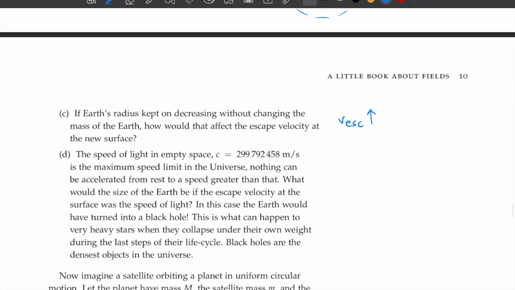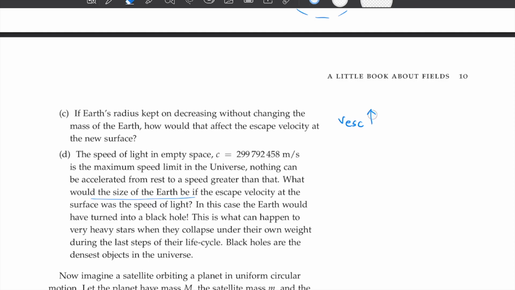And let's try and do a fun calculation then. Nothing can travel faster than the speed of light in empty space. So how large should Earth be for the escape velocity at the surface to be the speed of light? So let's try and do that.